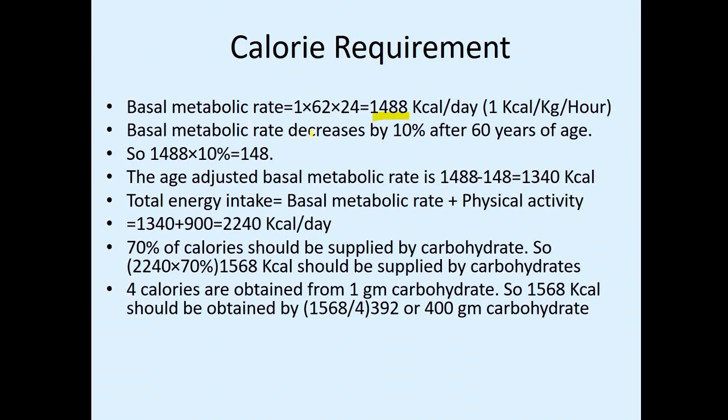The basal metabolic rate will be 10% less after 60 years, so we need to reduce 148 from it, and we will get 1340. For his physical activity we need to add 900, so 2240 kilocalories will be supplied to him. Of this, 70% should be supplied as carbohydrate, and 4 kilocalories are obtained from 1 gram. So 1568 kilocalories should be obtained from 392, or about 400, grams of carbohydrate. So that is the calorie prescription.